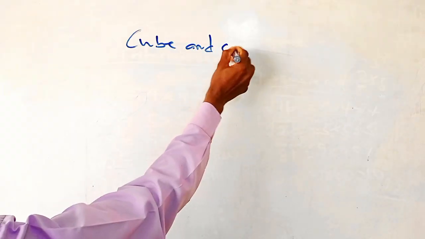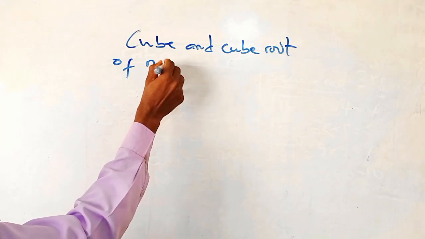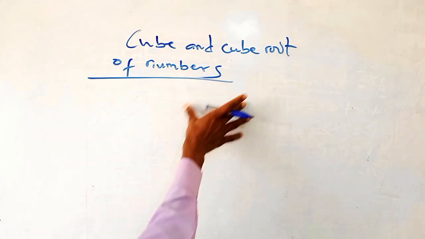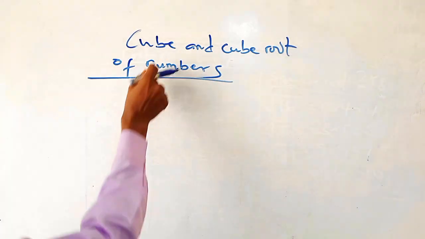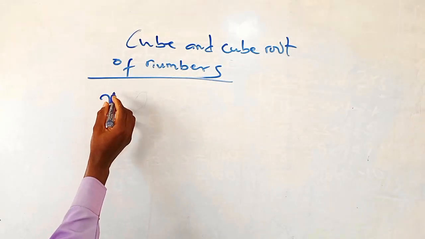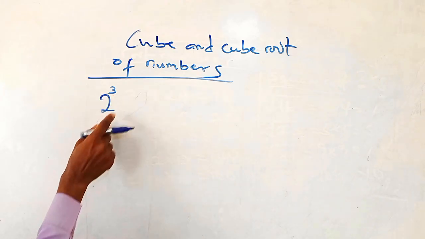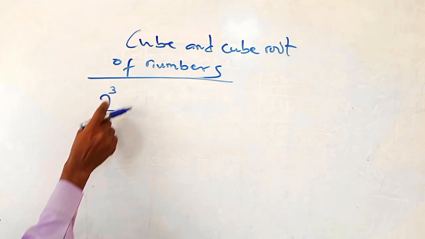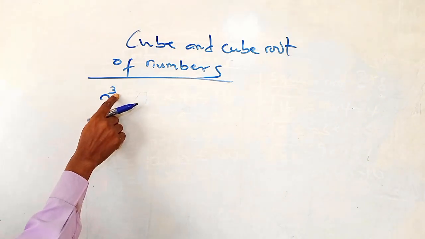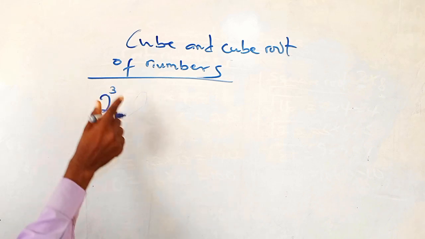Cube and the cube roots of numbers. Okay, so we are going to consider the difference between the cube and cube roots of numbers. For the cube of a number, let's start with 2. It is represented by a small 3 at the power of a number. This is the base, this is the number. So if we say 2 raised to the power of 3, this is the cube of 2.